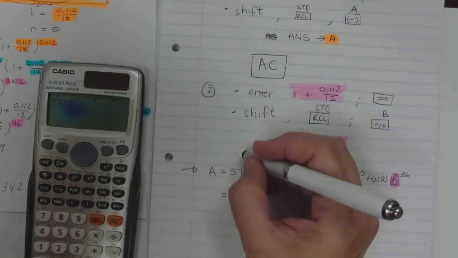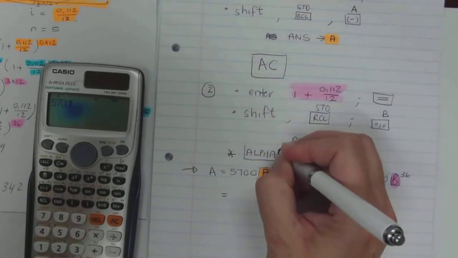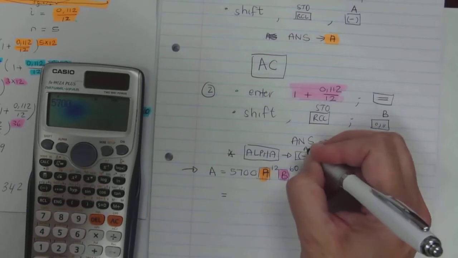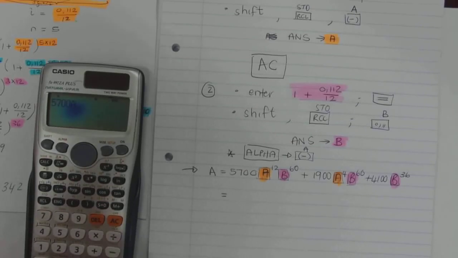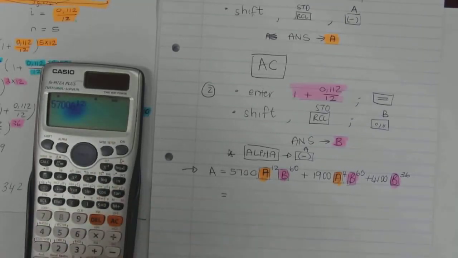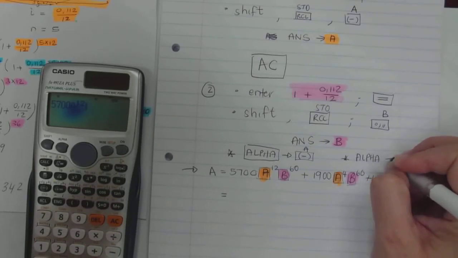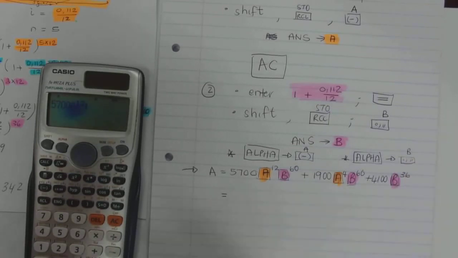Now I'm going to use alpha, and I'm then going to press my A option. 5,700 alpha A, and A is to the power of 12. Do that on your calculator. Now to get B, I'm going to press my alpha button, and I am then going to press my B option. Alpha B, and B is to the power of 60.